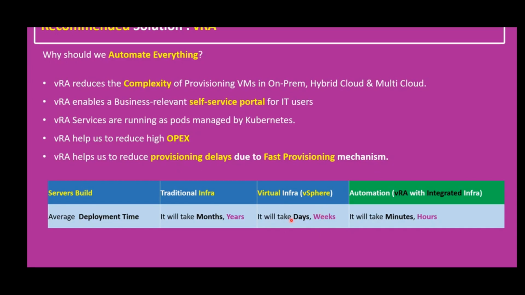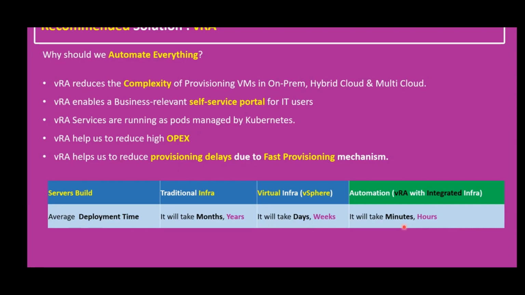Sometimes it's within a day that we can provision. If the virtual machine count is increasing, it may go to weeks. But compared to traditional, our months become days, years become weeks. When it comes to automation, we realize automation with integrated infrastructure. Using vRealize Automation, again the days become minutes and weeks become hours. So the complete time is reduced. That is the reason I mentioned VRA helps us reduce provisioning delays due to the fast provisioning mechanism.